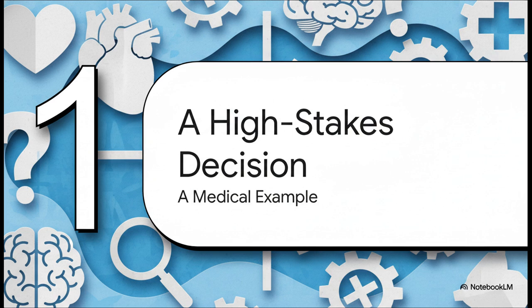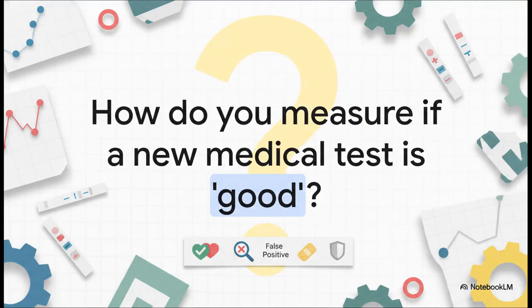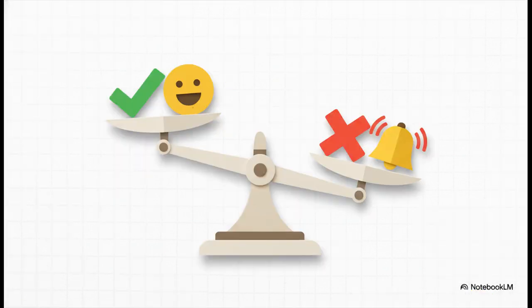All right, to really wrap our heads around this, let's start with something we can all understand, a high-stakes medical decision. Now, you might think the answer is simple, right? You just count how many times the test gets it right. But it's actually not that straightforward. The real challenge is figuring out the cost of being wrong. See, it's not just about being right. It's about the trade-offs you have to make when you're wrong.